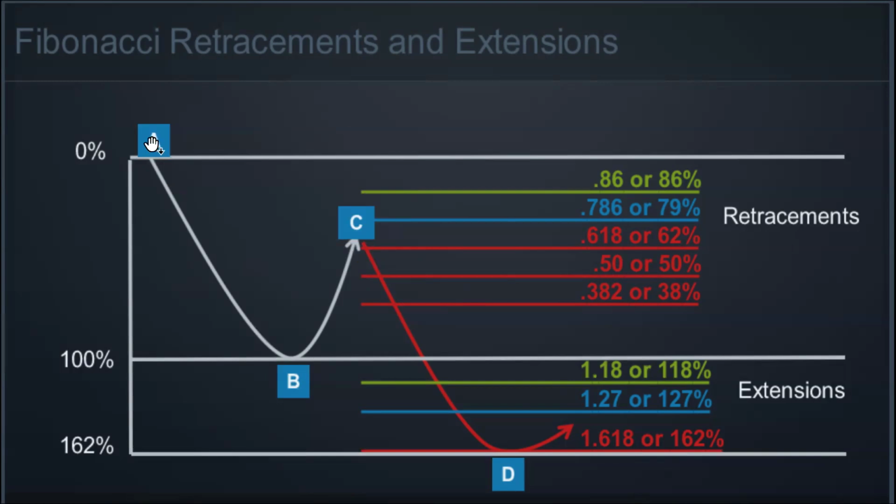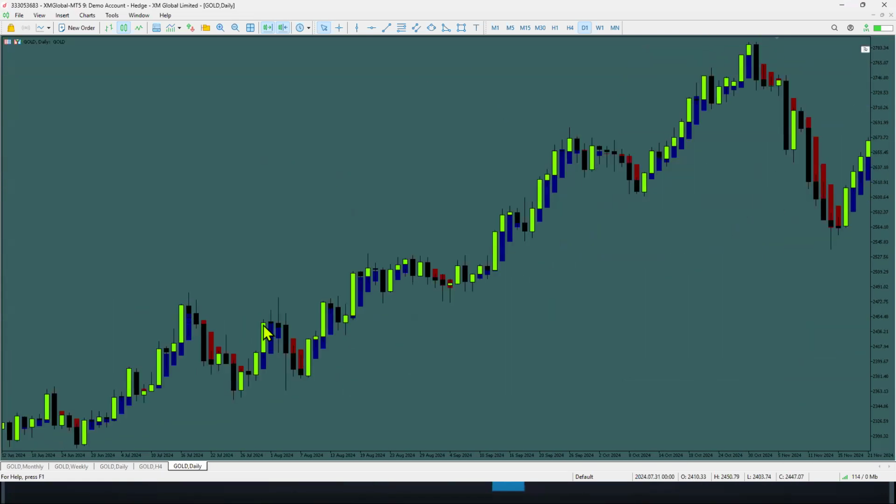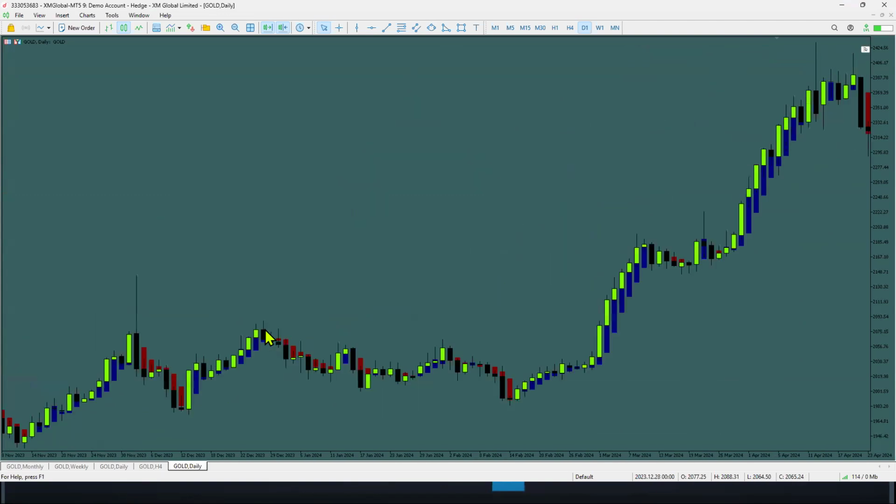I know that this is A. I know that this is B. In between every support and every resistance is your A and B, because there are a whole lot of them. If we go back to our chart, there are a whole lot of support, resistance, support, resistance, support, resistance everywhere in the chart.